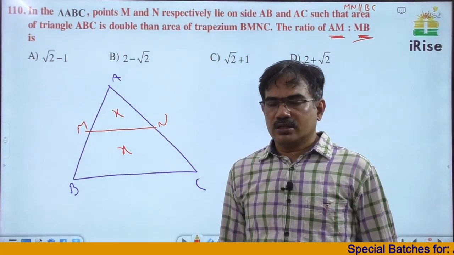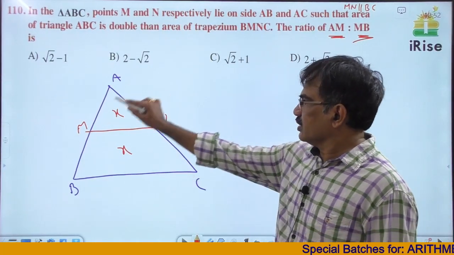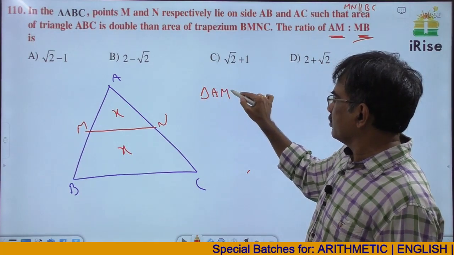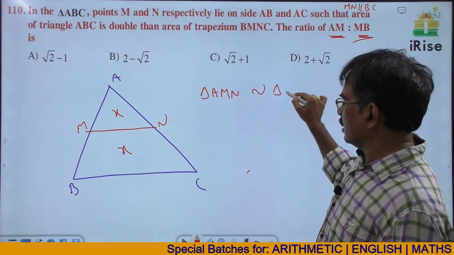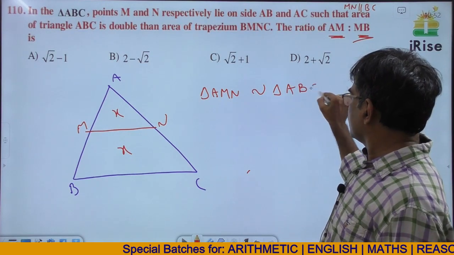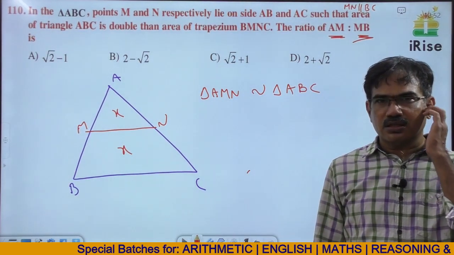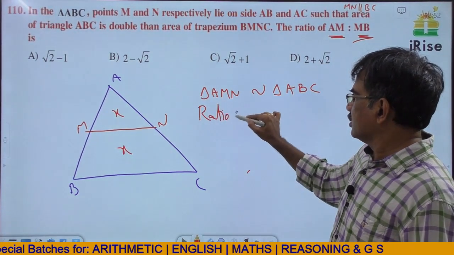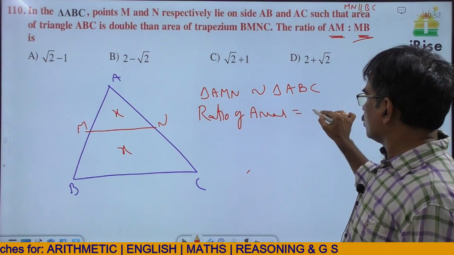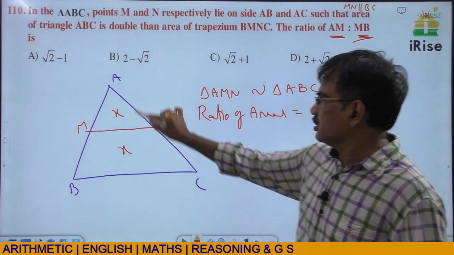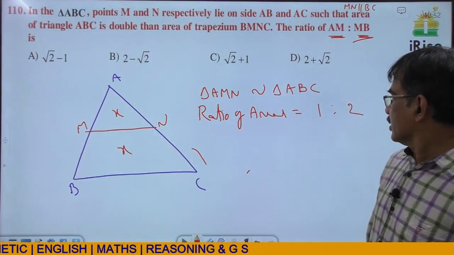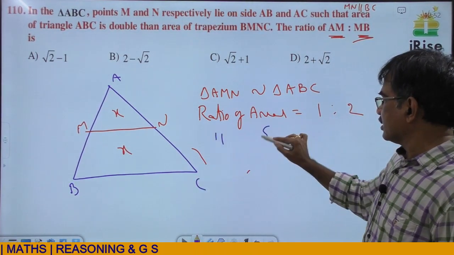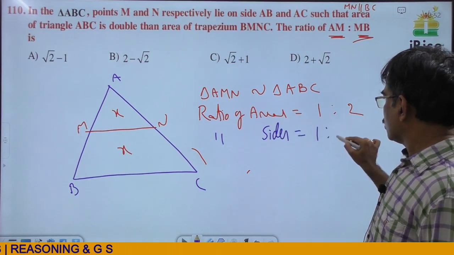Okay, so here if this line is parallel to BC, triangle AMN is similar to triangle ABC, right? These two triangles are similar triangles. If these two are similar triangles, what about the ratio of areas? The ratio of areas is 1:2, already known. This is x, this total is 2x. If the ratio of areas is 1:2, then what about the ratio of sides of similar triangles? 1:√2.